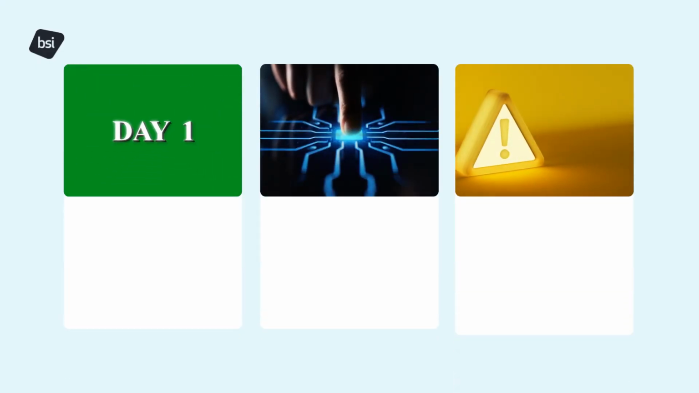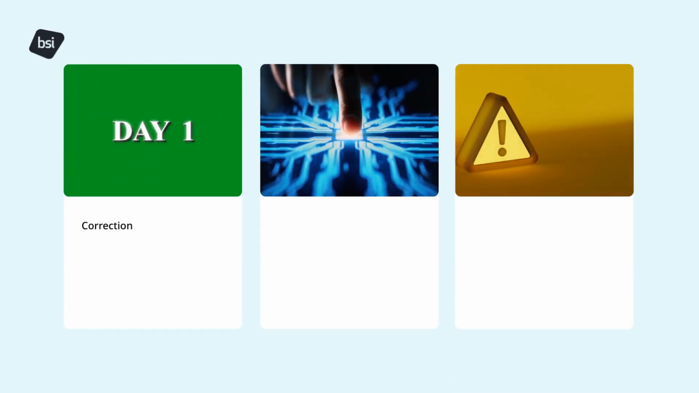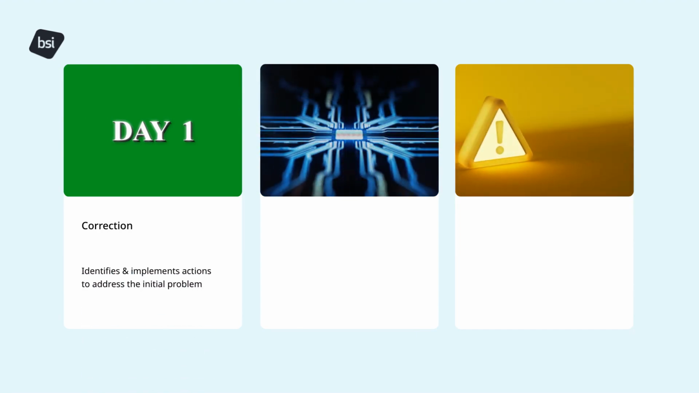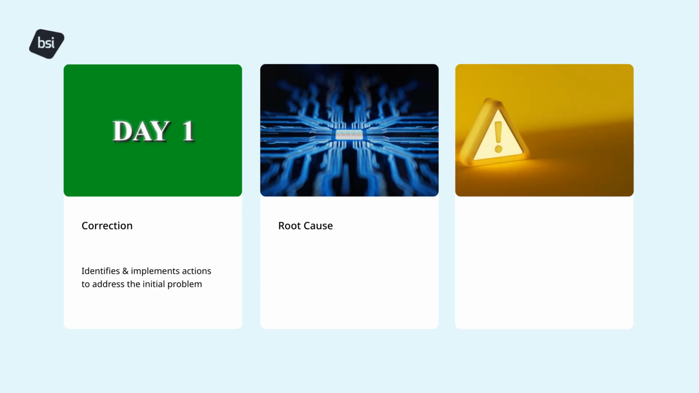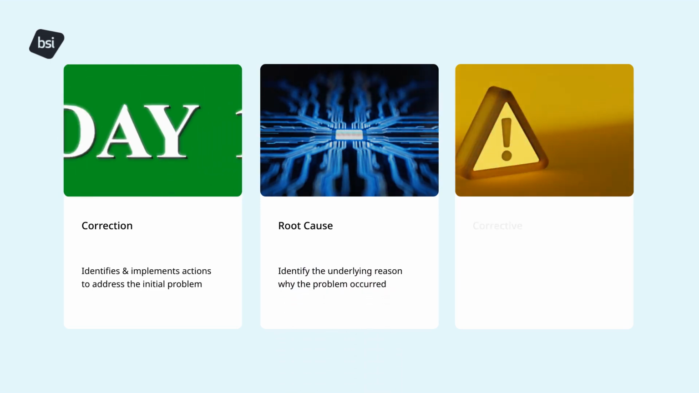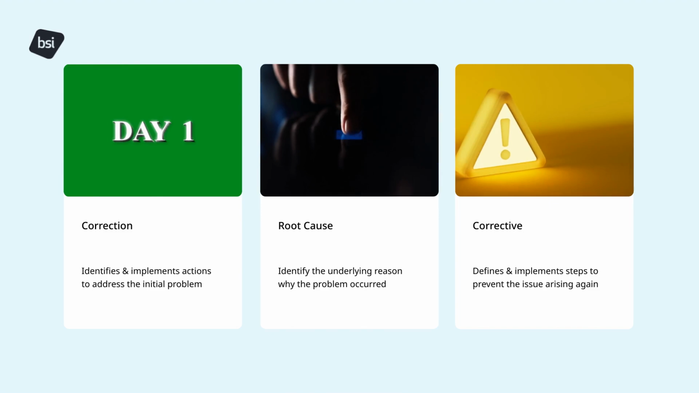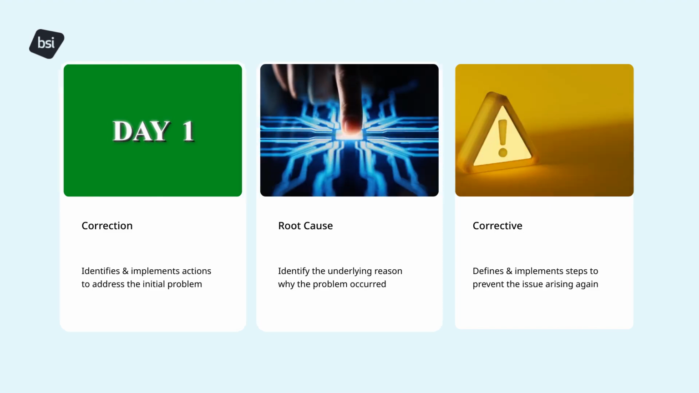Corrective action plans contain three elements. Firstly, correction actions to address the initial problem. Next, identifying the underlying root cause reason. Finally, corrective actions to prevent it happening again.